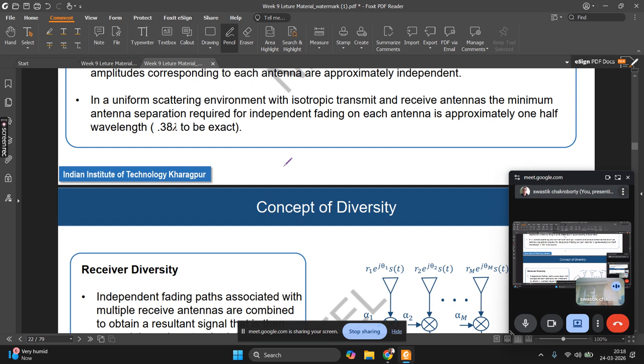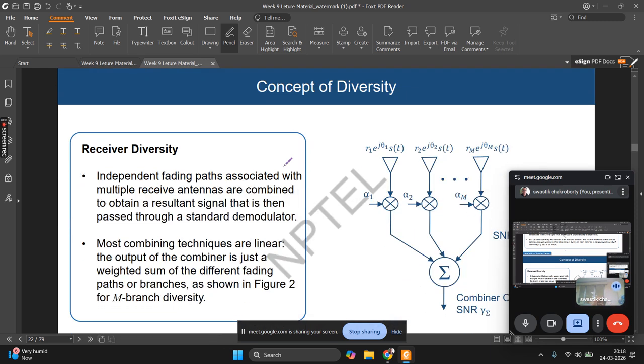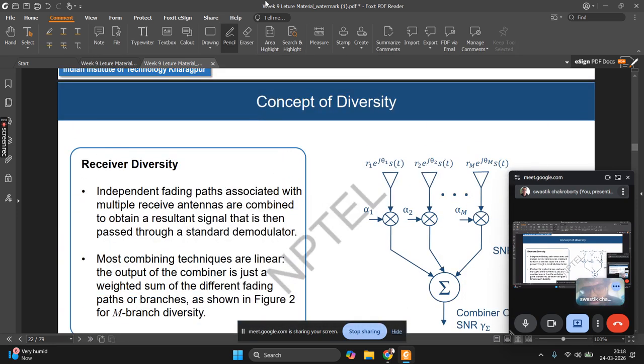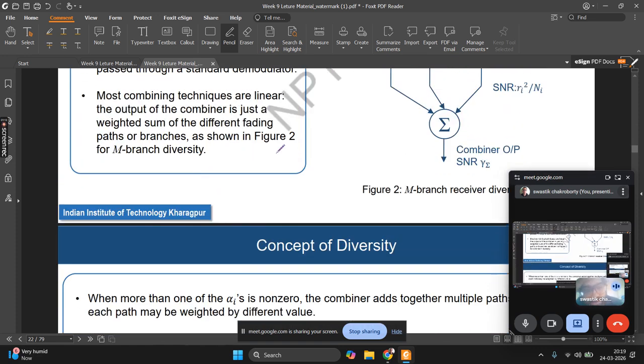Now, receiver diversity: independent fading paths are associated with multiple receiver antennas. All those multiple fading paths, the diversity that you created, are received at the different receiver antennas, and then they are processed differently. They are given different weightages. So by changing the weightage assigned to each of the paths, you can change the SNR that you are receiving. This is how you get receiver diversity.